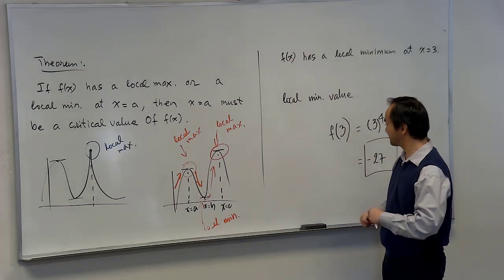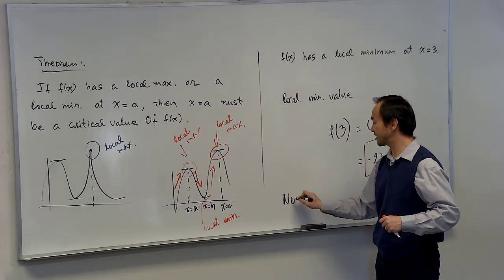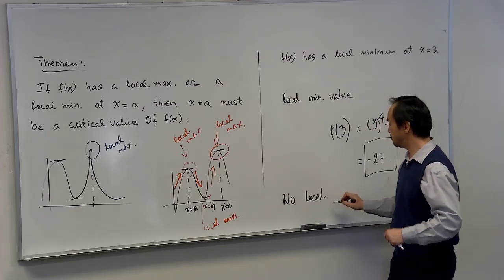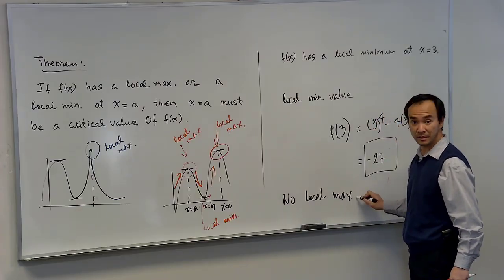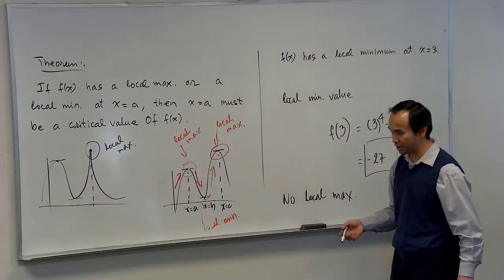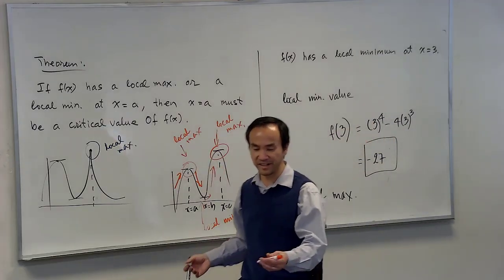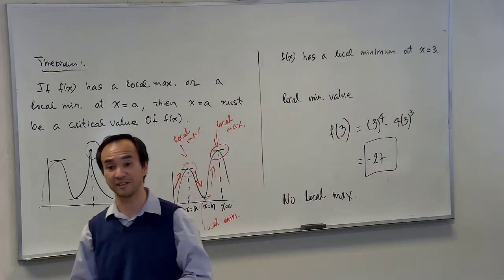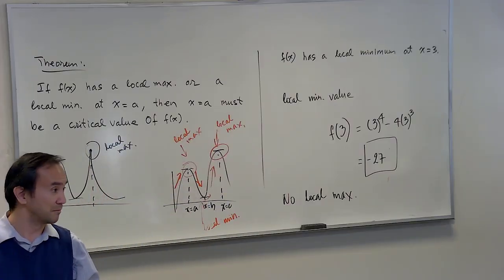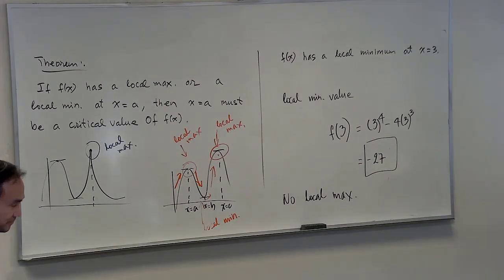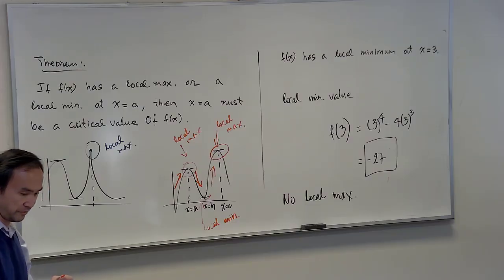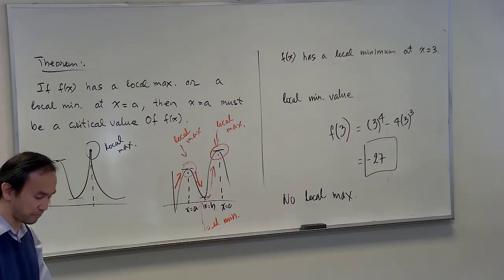And so now I get to say no local maximum. Okay? And so by saying no local maximum, we don't have to bother with finding out how low or how high it is, because there isn't one. So now let me give you guys a quick graphical illustration of that problem.